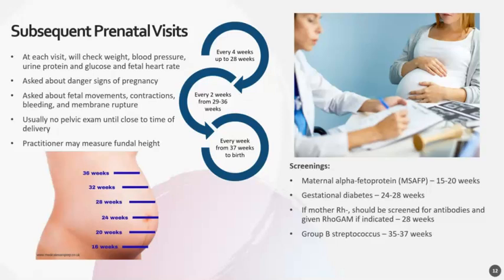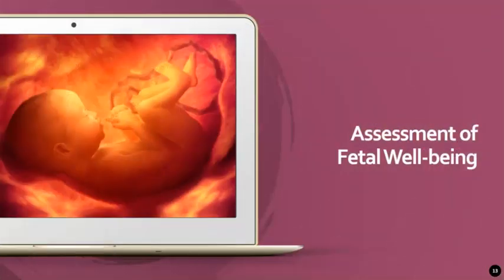At 35 to 37 weeks, women should be screened for group B streptococcus. If positive, they will be given antibodies during delivery to keep the baby from getting infection coming through the birth canal. So next we'll talk about the assessment of fetal well-being.